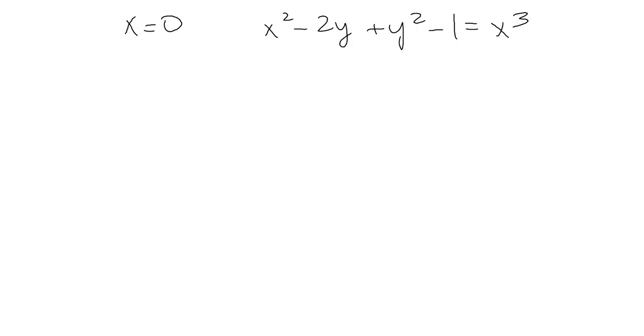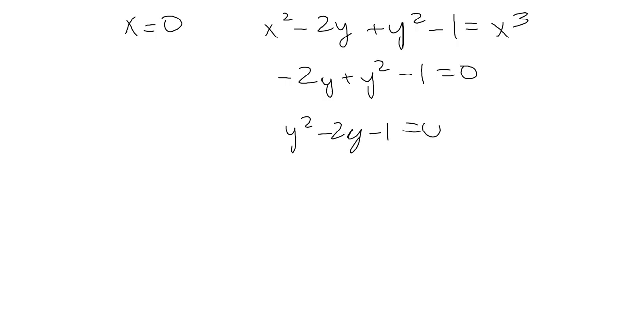Right? If x equals 0, that gives us negative 2y plus y squared equals 0. I almost forgot the 1 there. Negative 2y plus y squared minus 1 equals 0. And that gives us y squared minus 2y minus 1 equals 0. That's just going to be a nice little completing the square type problem here. So we'll have y squared minus 2y equals 1.